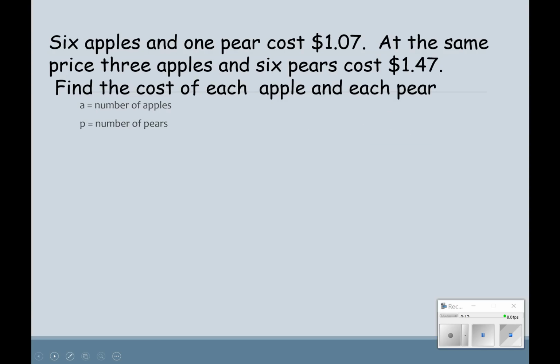Okay. So now I've got apples and pears costing $1.07. And again, this is my cost, not the number. Got carried away. Okay. So 6 apples and 1 pear are $1.07. 3 apples and 6 pears are $1.47. Okay. Standard form, I would probably multiply the bottom by -2. It would get rid of the a's. Or I could multiply the top by -6, and it would get rid of the p's.